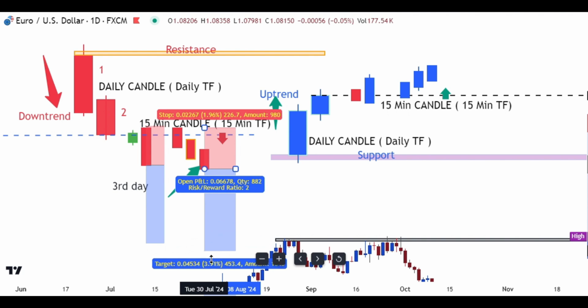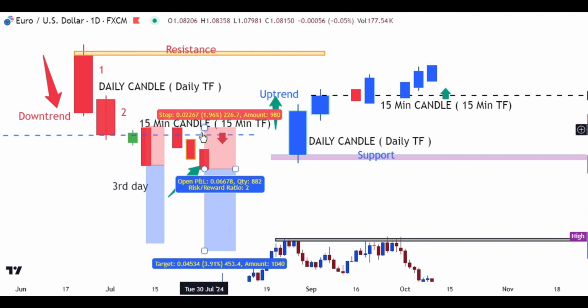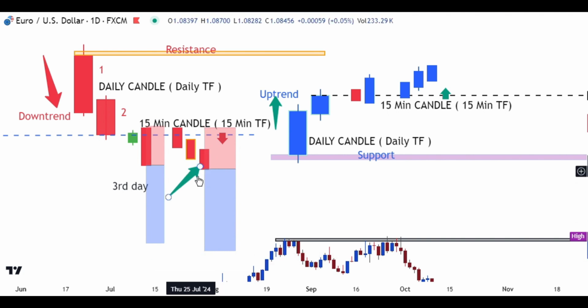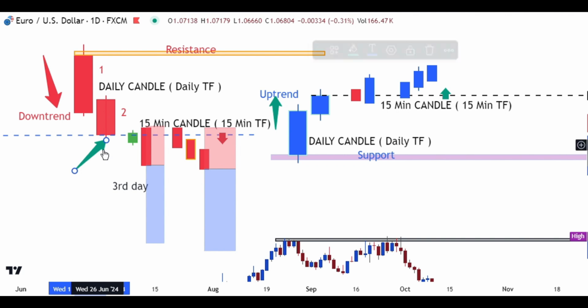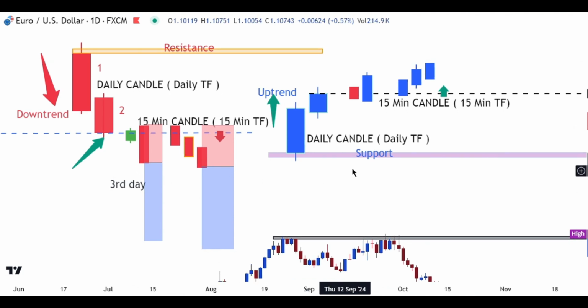Okay, so that's what you do. So the entry time frame has to be a 15 minutes time frame on the third day, guys. Make sure you enter your trade below the horizontal line, or below the previous day, or the second day close. Now this is in a downtrend. It has to be in a downtrend, guys. It has to be trending downwards.